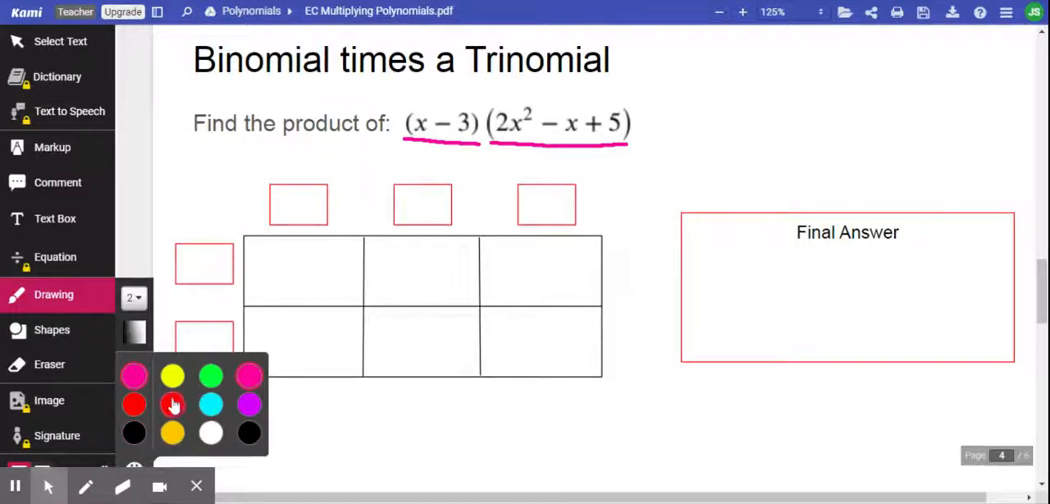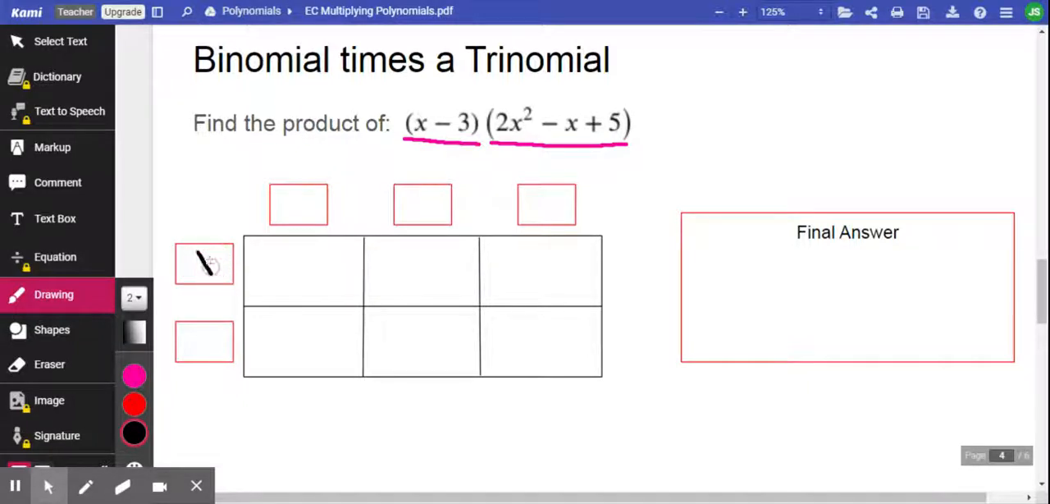So here, I'm going to switch colors. Okay, so first thing before we start multiplying is we're going to fill in our polynomials. So on the side, I've got x and minus 3. On the top, where these spaces are, I've got my 2x squared. I have my minus x, and I have a plus 5.